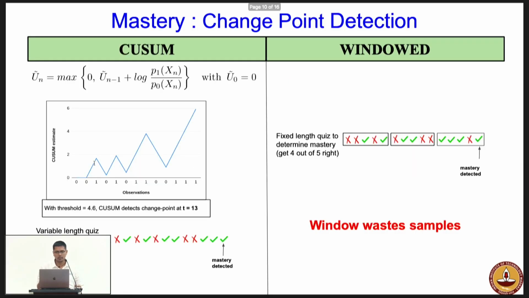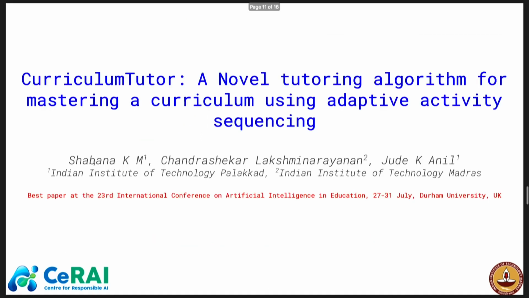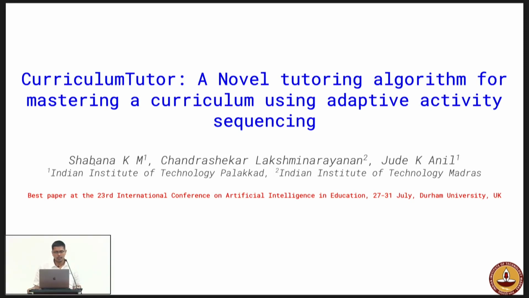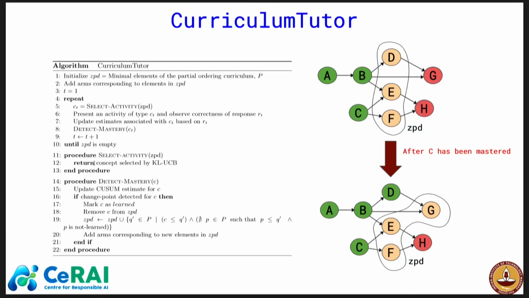Right, and at the same time, what you also do is you have a change point detection algorithm, which detects when the learning has happened, so that you can move ahead to the next concept. And then, without going into the details, people who are interested can look at this paper, which won the Best Paper Award, and the work is joint work with my student Shabana and Jude KNL.